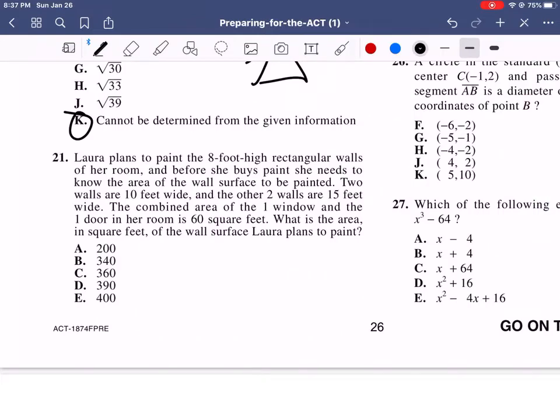Laura plans to paint the 8-foot-high rectangular walls of her room. Before she buys paint, she needs to know the area of the wall surface to be painted. 2 walls are 10 feet wide, and the other 2 walls are 15 feet wide. The combined area of one window and one door in her room is 60 square feet. What is the area in square feet of the wall surface she plans to paint?